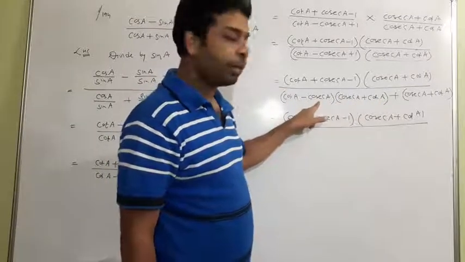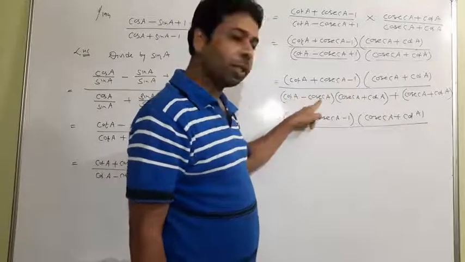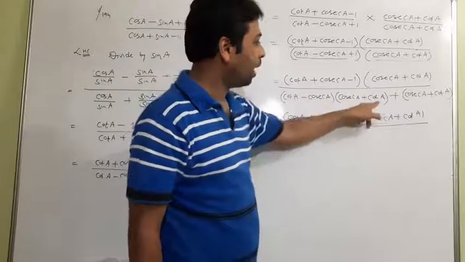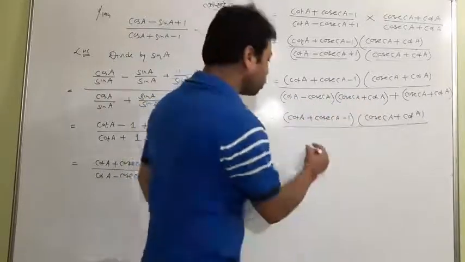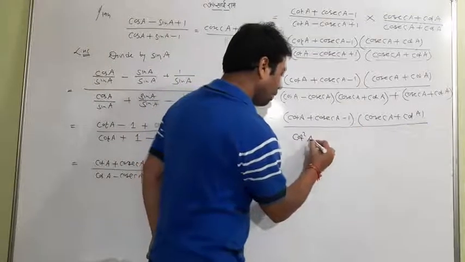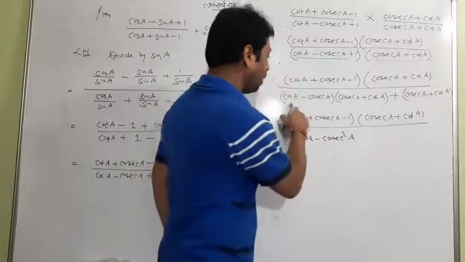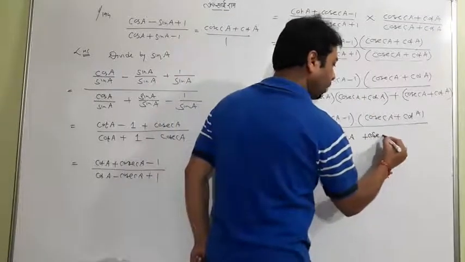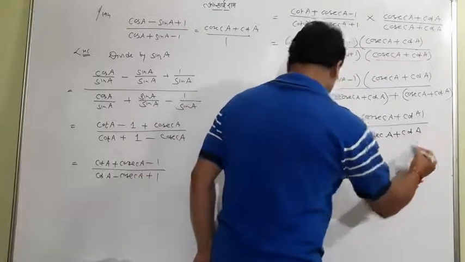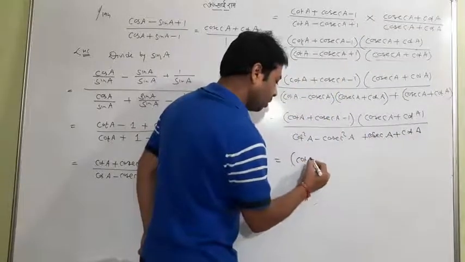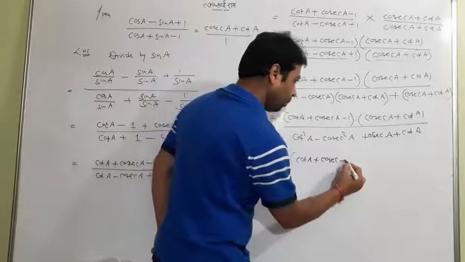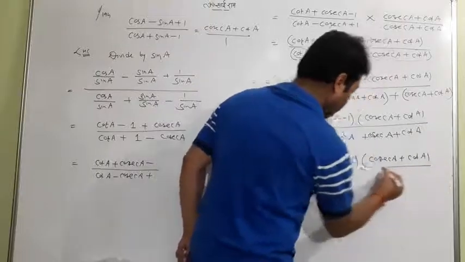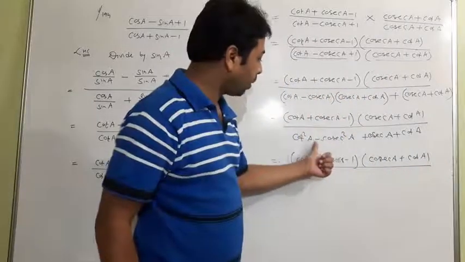Very interesting, I tell you: assume cot A minus cosec A and cot A plus cosec A, or A minus B into A plus B. It is A square minus B square. So what will come? Cot square A minus cosec square A. And the whole section I want to write as it is, cosec A plus cot A, upon cot square A minus cosec square A.